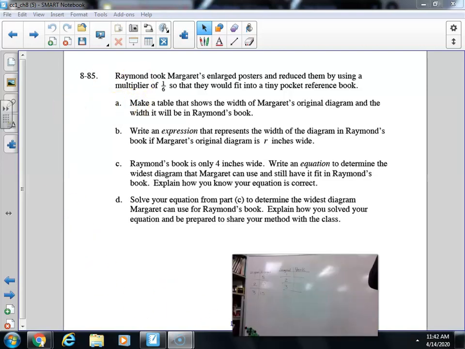Okay, so now we're going to have to go back and look at his enlarged numbers. So we're going to take 5 and multiply it by that 1/6 that they were talking about in the introduction up here. So we're taking Margaret's enlarged posters and multiplying each of them by 1/6. So 5 times 1/6 is going to give you 0.83.